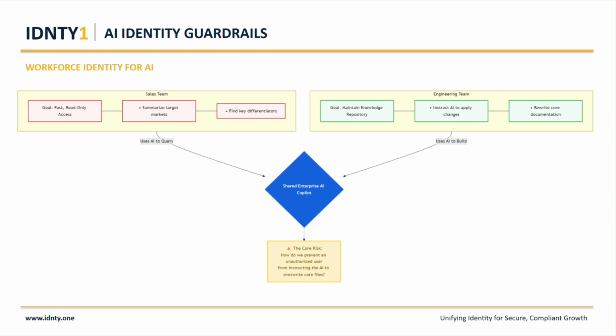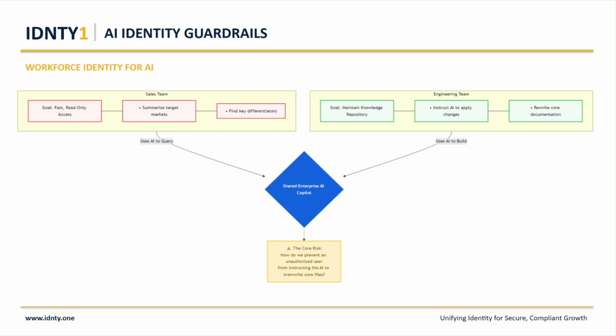How do you guarantee that an autonomous AI agent doesn't accidentally expose sensitive data or override critical files just because a user asked it to? You can't just rely on the AI's internal safety prompts, you need hard structural guardrails.